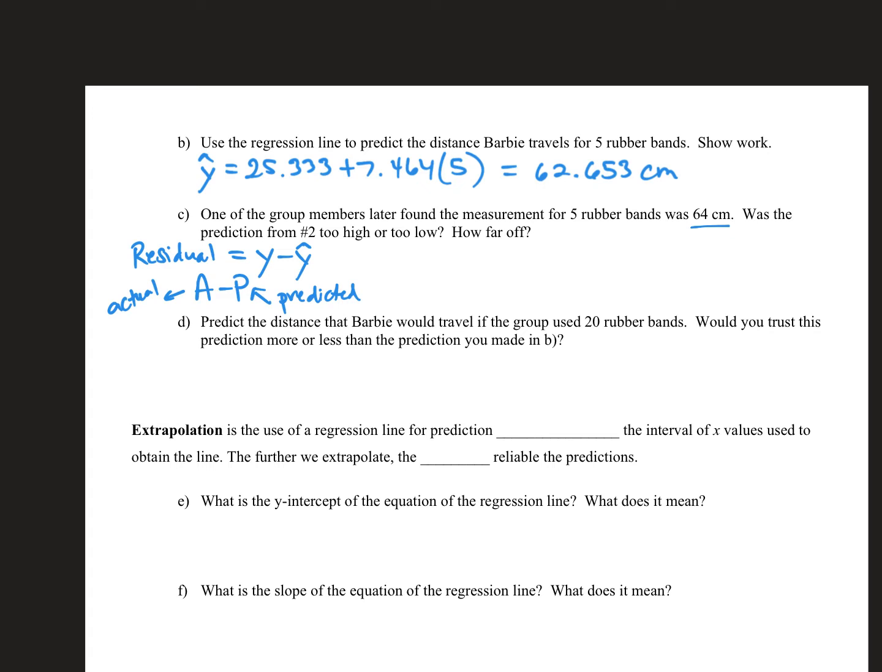So it's AP, actual minus predicted. So the actual was 64 minus the predicted, which was 62.653. And so we get 1.347 centimeters. Don't forget units. And so when we look at these numbers, the actual was 64, the predicted was 62. We would say that the predicted was 1.347 centimeters too low. Okay, and that's just looking at the numbers, 64 and 62.